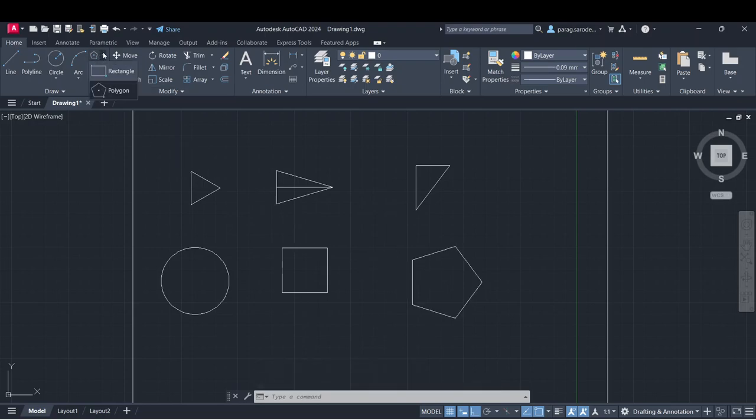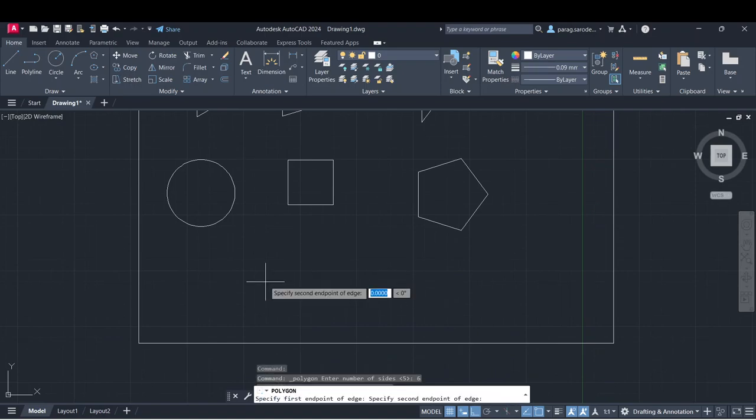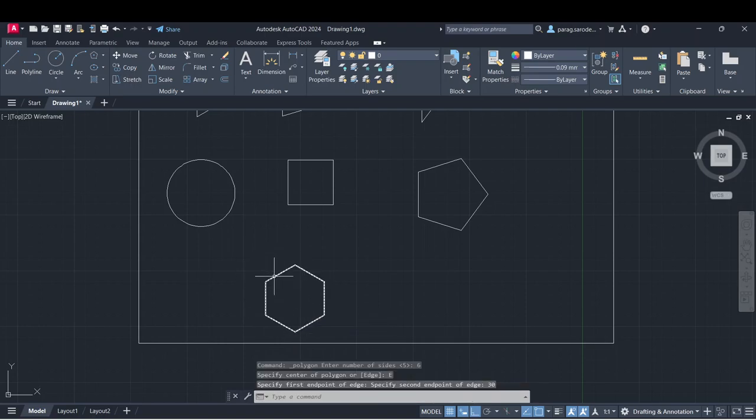And using the same command, you can create a hexagon. For that the number of sides will be 6. Correct? Now for the pentagon, we selected the edge. For the hexagon, you can use either method: either you can take the center of polygon or edge. Okay, I will select the edge first and I will tell you how it will be displayed. Suppose we take this, right? And suppose I type 30. This is one particular type of orientation for the hexagon.